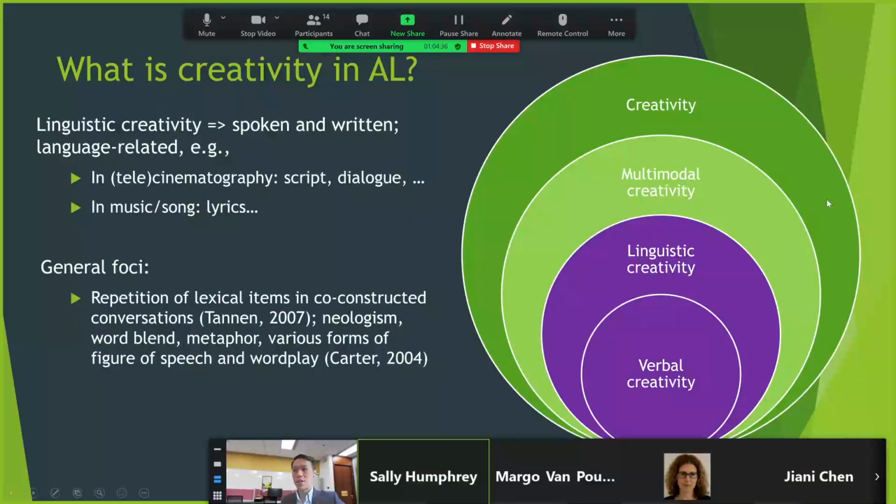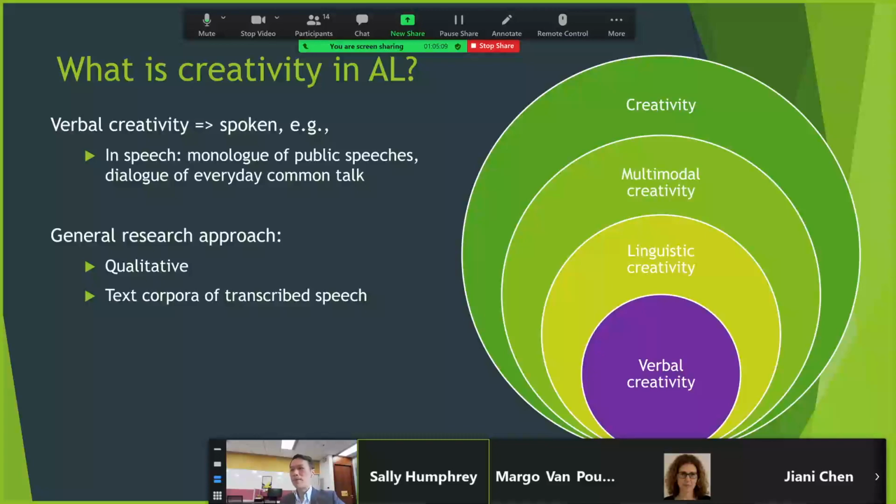As for linguistic creativity, it would be considered as those in spoken and written, and are definitely language related. For example, if we're going back to the telecinematography, it would be the scripts or dialogues. Music and songs will be about the lyrics. And the general foci for that will be looking at repetitions of lexical items in co-constructed conversation according to Tannen, looking at neologisms, word blends, metaphor, and other various forms of figure of speech and wordplay, according to Carter, 2004.